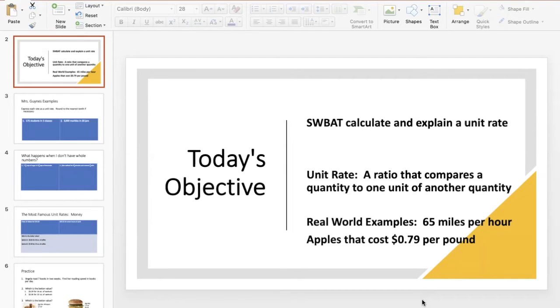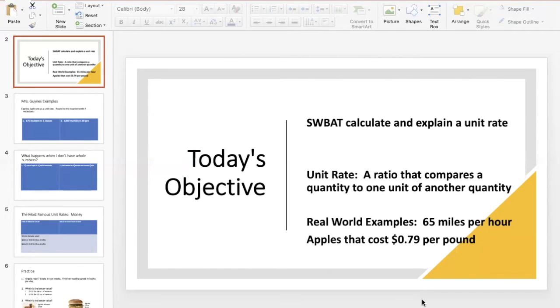Now, to understand today's objective, we also have to understand what a unit rate is. A unit rate is a ratio that compares a quantity to one unit of another quantity. There are all kinds of different ratios, but a unit rate is a really important and special one in that the denominator is always 1. Some real world examples: a speed limit is 65 miles per hour, 65 miles per 1 hour. That's how fast you can drive on 81, for example.